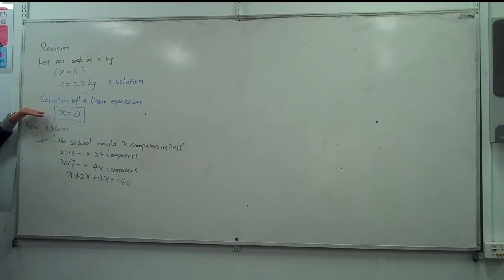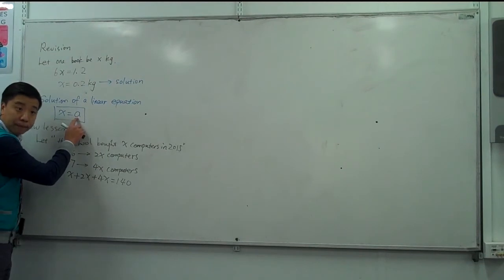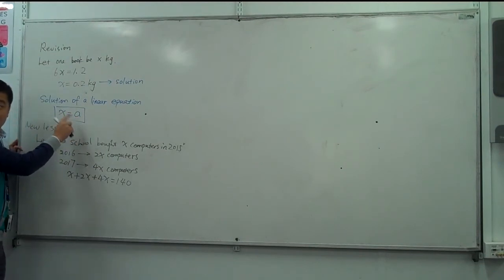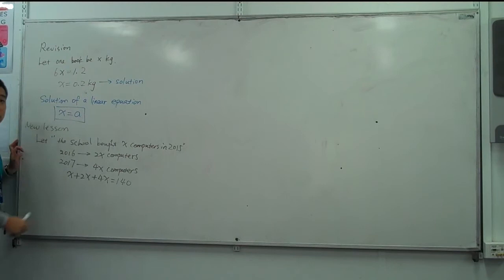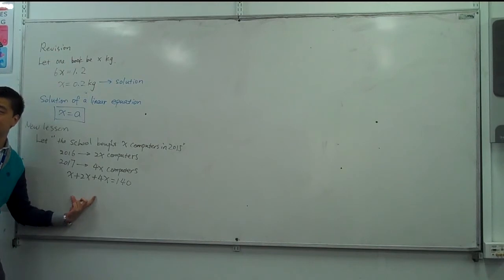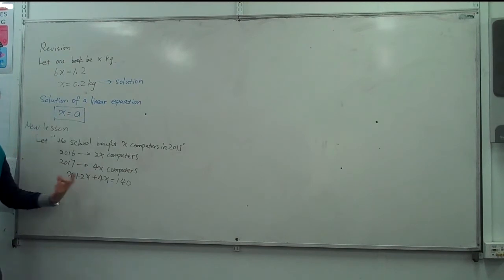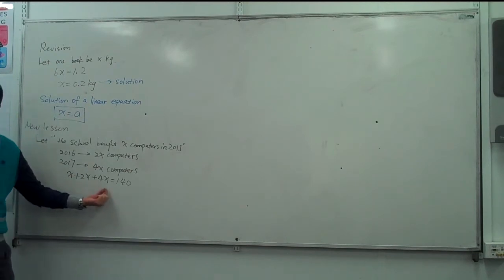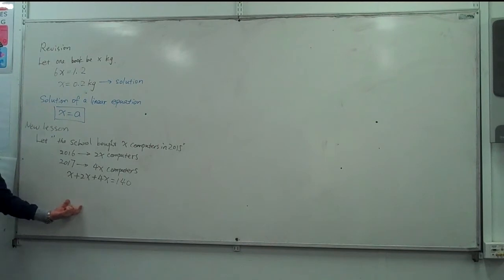Now, just now I said we want the x equals a format, because this is the solution. But here I have x, 2x, 4x. How can I get x on the left hand side? Collect like terms. Very good. Now, how can I collect like terms? Are they all like terms? Yes. What is the answer?